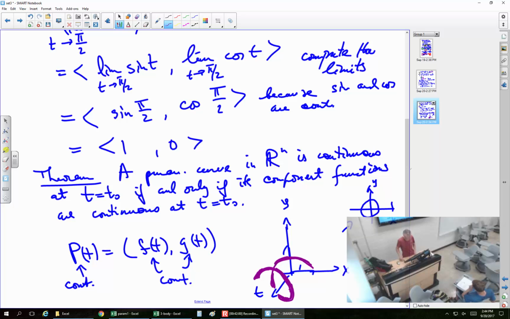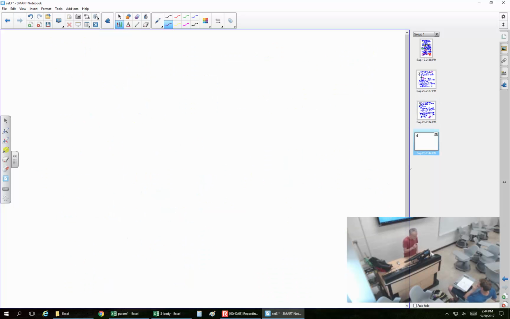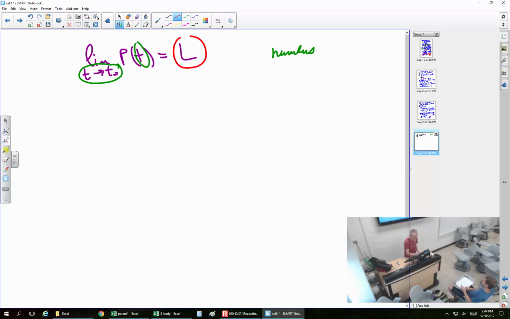Okay, I want to state this one more time. The idea of the limit: the limit of p(t) as t goes to t naught is equal to, say, L. If I try to take it apart, I'll mark the numbers in green. These are numbers. And then I'll mark vectors in red. So these are vectors.